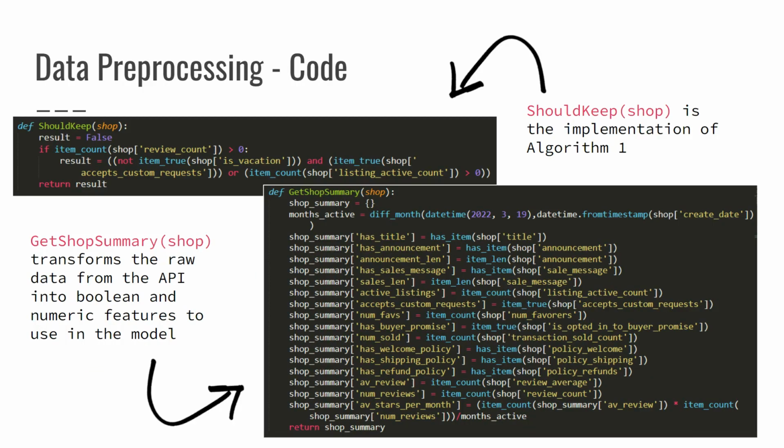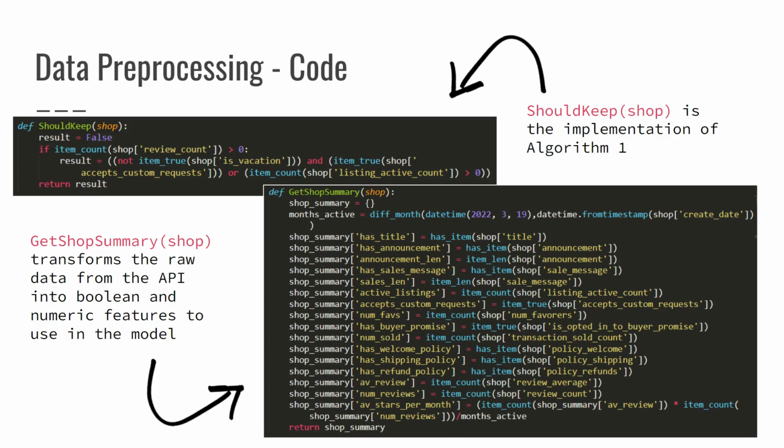So this is a little bit of code. I didn't want to actually scroll through my code and talk about it in detail, but here's a couple of snippets of the important pieces with the data collection. The top is just basically implementing algorithm 1, this should keep method. And then the bottom there is once I had all of the data, I did some processing on it to turn it into values that the model could use, so those being numeric.